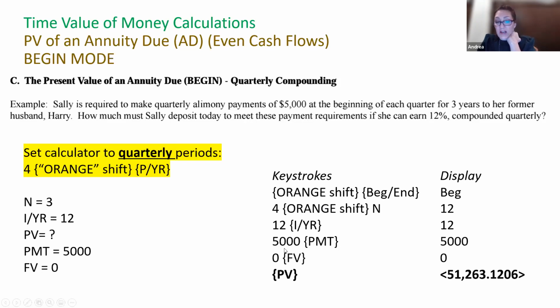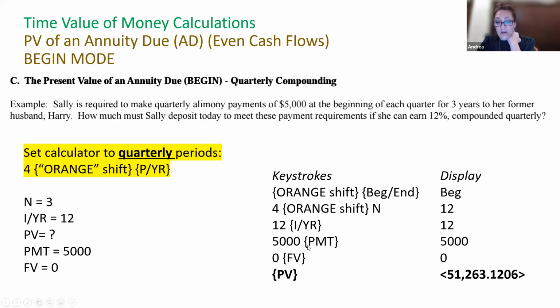So for the orange shift button N, you have a display of 12, it's 12% per year. All right, she's making $5,000 in payments. So you're going to plug in the $5,000. You could have that in as a negative. If you do, then the present value that you're solving for is going to show up as positive. Remember, I told you, you'll see me interchange these with positive or negatives, but just so you know, they both cannot be positive.